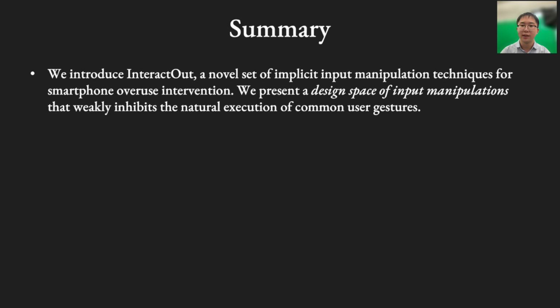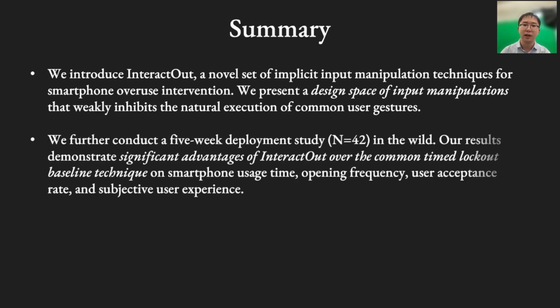To summarize our work, we introduced InteractOut, a novel set of implicit input manipulation strategies for smartphone overuse intervention. We present the design space of input manipulation that weakly inhibits the natural execution of common user gestures. We further conducted a 5-week deployment study with 42 participants in the wild. Our result demonstrates significant advantages of InteractOut over the common timed lockout intervention on smartphone usage time, opening frequency, user acceptance rate, and subjective user feedback.